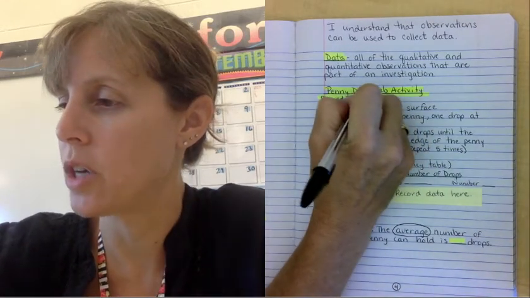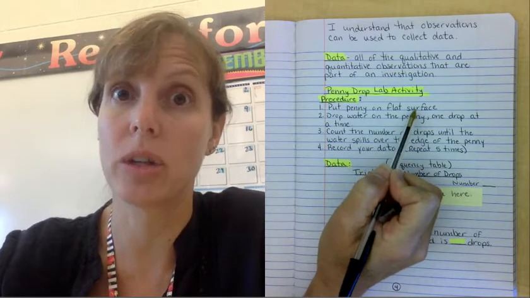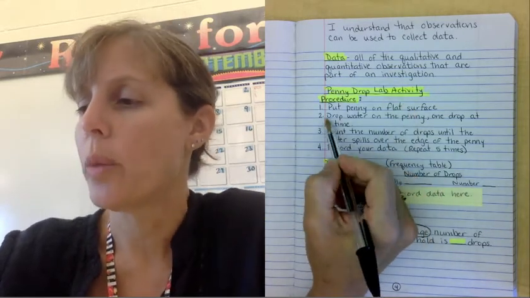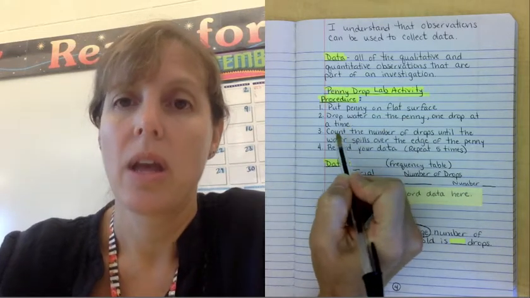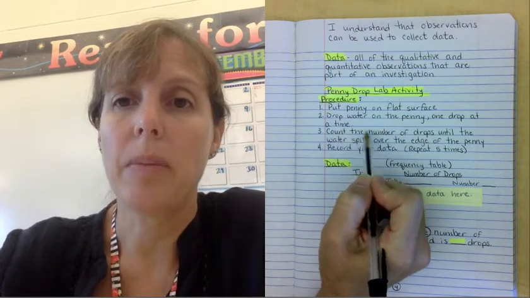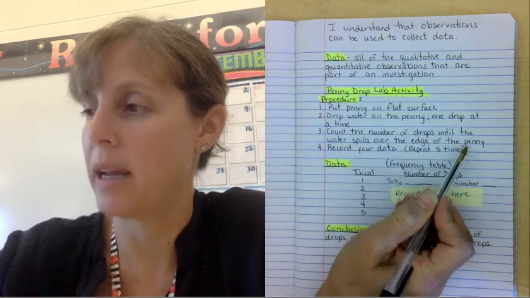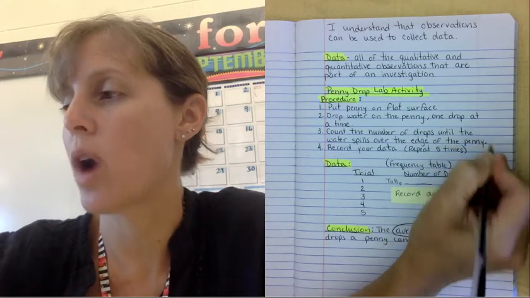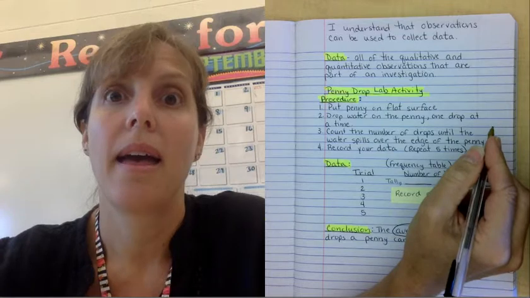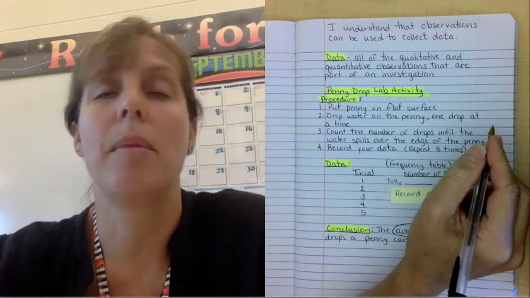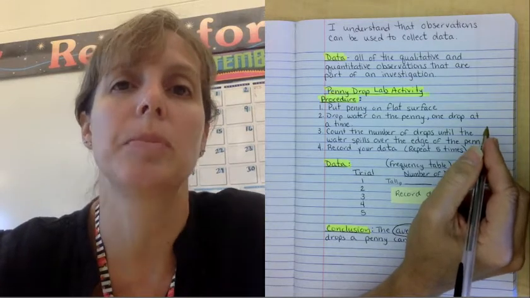So here's our procedure. The first thing we're going to do is put a penny on a flat surface. Make sure it's flat. Then we're going to drop water on the penny, one drop at a time. Number two, we're going to count the number of drops until the water spills over the edge of the penny. So let's say it goes one drop, two drops, three drops, and then it spills over. How many drops of water can the penny hold? Just two, right? Because the third one spilled over.